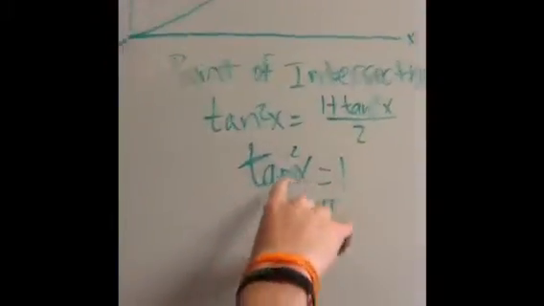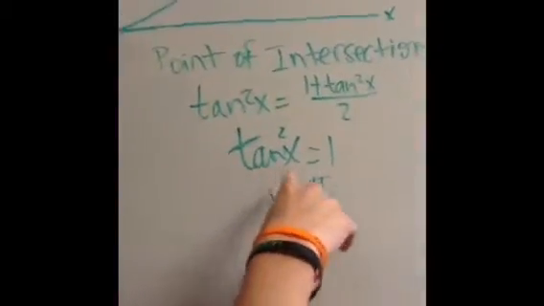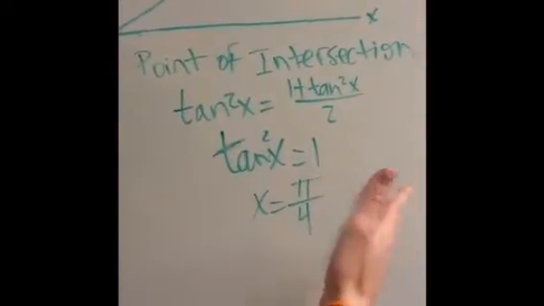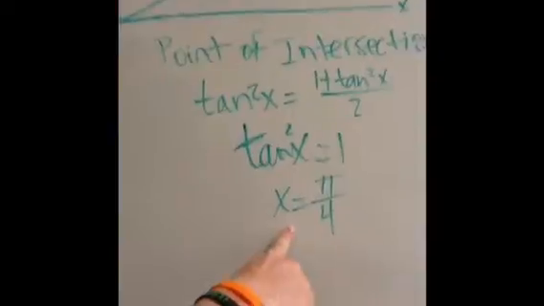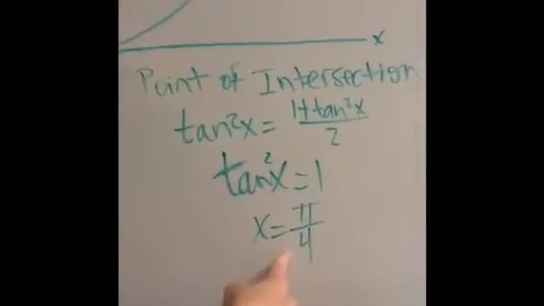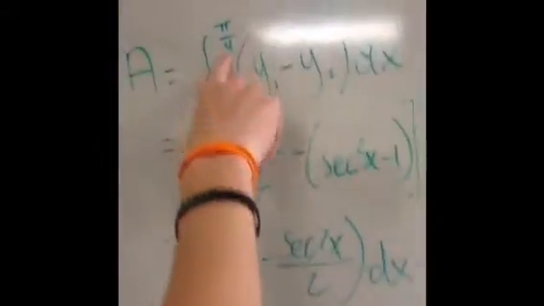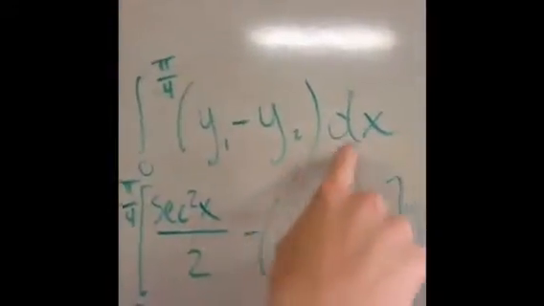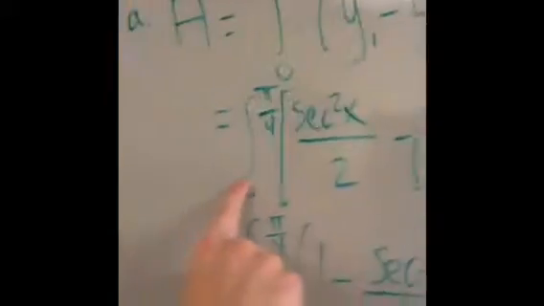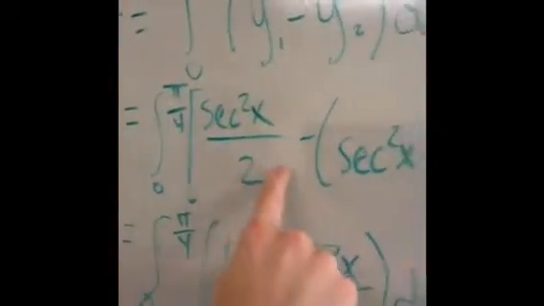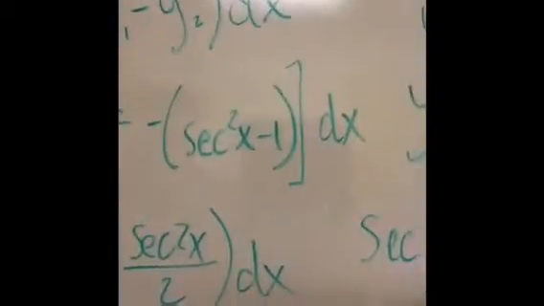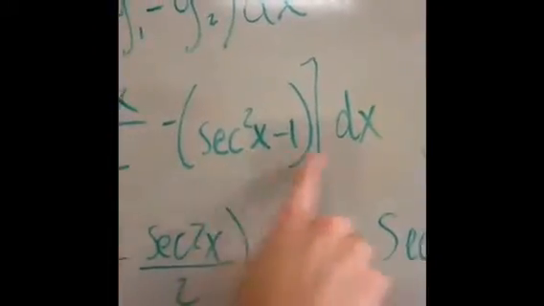So that gets us to tangent squared x equals 1. And so you get x equals pi over 4. So your integral is going to be from 0 to pi over 4 of the top curve minus the bottom curve dx. So integral from 0 to pi over 4, secant squared x over 2 minus, so then we manipulated this to get it to secant squared x minus 1 dx.